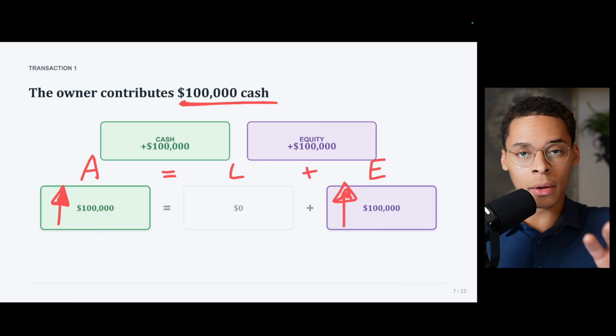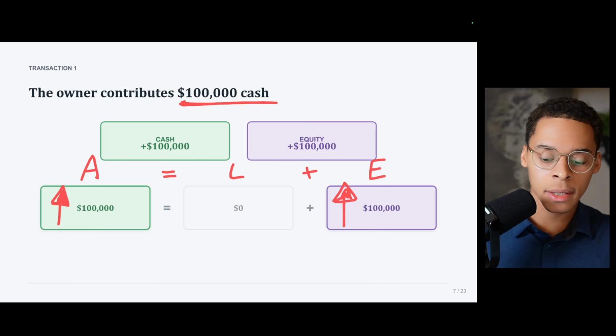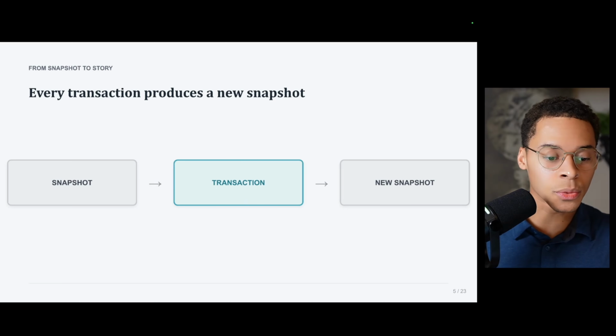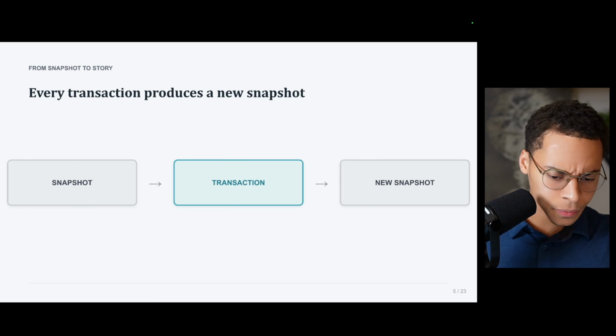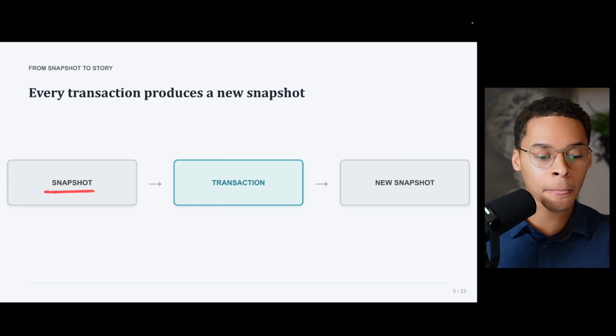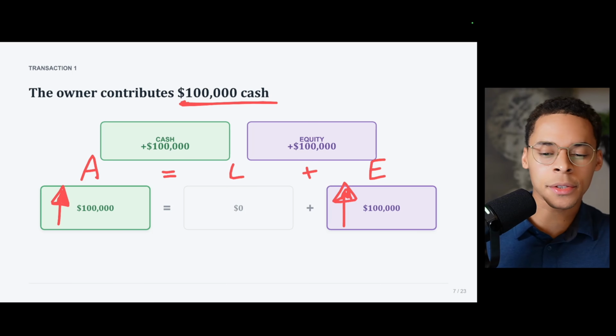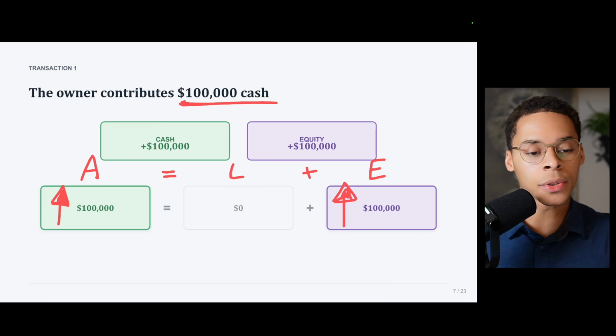Okay, so the equation had an original state, it had a prior state. This was the equation had some amount of assets, liabilities, and equity at point in time t0. The transaction comes in, and now we have a new snapshot. Okay, that's the main pattern that I want you to understand here.